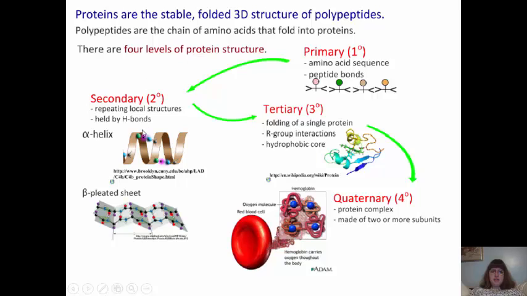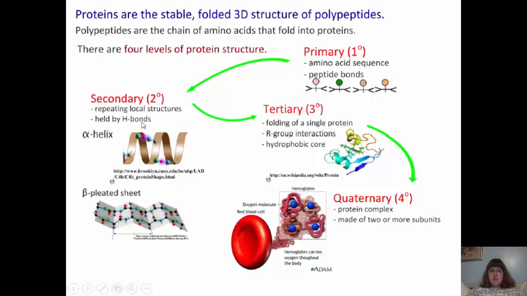We go from primary to secondary, and then we're going to have a repeating local structure. This could be a helix or a spiral. This is called an alpha helix, or it could be a pleat, and this is called a beta pleated sheet. The beta pleated sheet and the alpha helix are held together by hydrogen bonds. You can see these little hydrogen bonds here. And then there are hydrogen bonds as well, holding these sheets together.